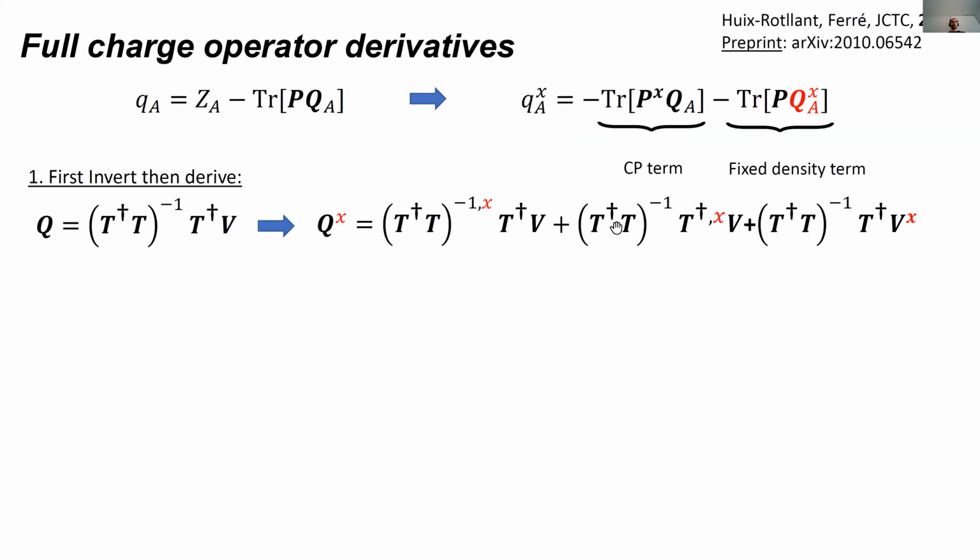So we have three terms, one which is the derivative of this electrostatic kernel inverse. The other one is the derivative of the electrostatic kernel. And finally, we have the derivative of the integrals. But it turns out that this is a very inefficient way of implementing the derivative of the charge, especially due to the derivative of this inverse, which has a lot of contractions and is very cumbersome to implement.